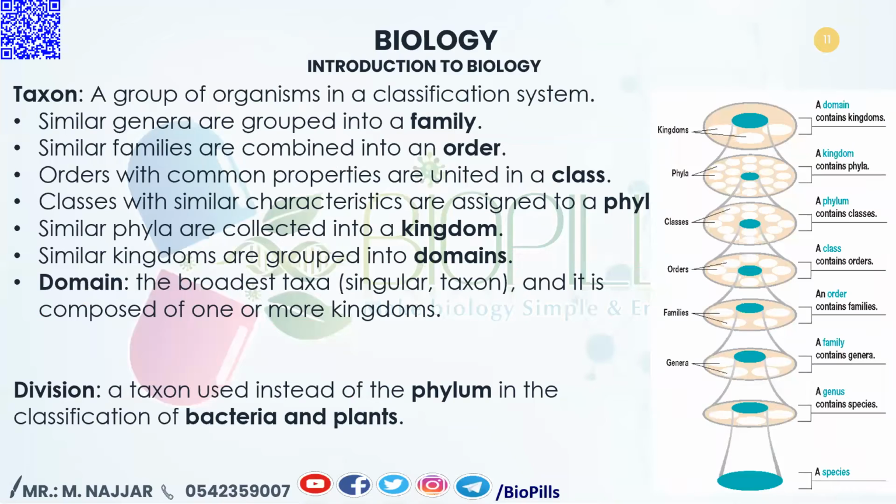Now we have a taxon, which is a group of organisms in a classification system, as we mentioned before. And here we have seven hierarchy levels of organization. If we take out the domain, then we have seven levels of organization, and it's abbreviated in the phrase known as King Philip came over for good spaghetti.